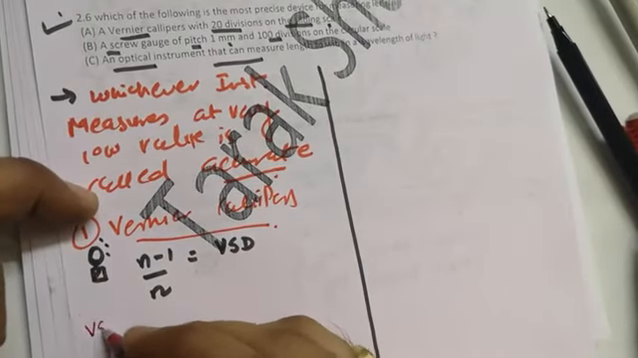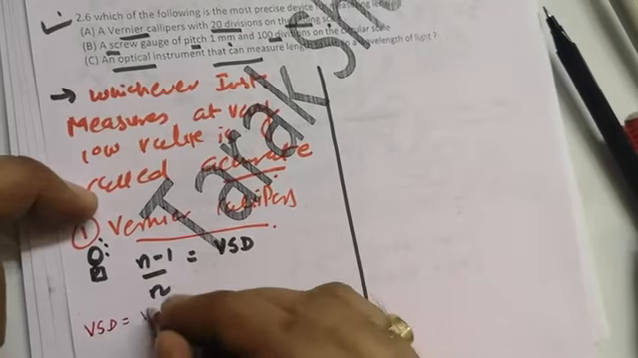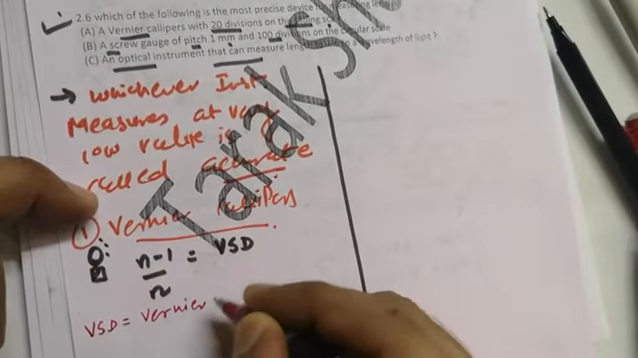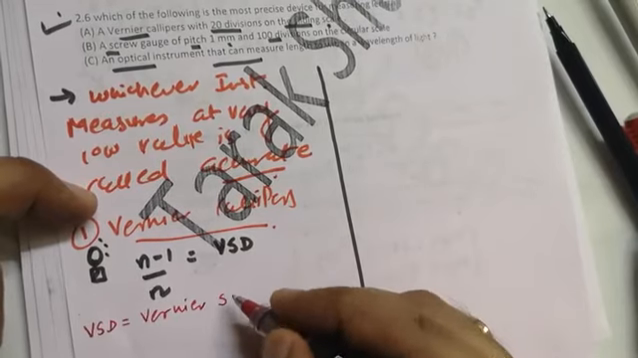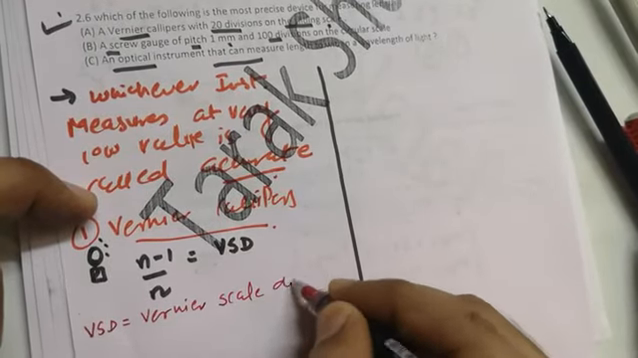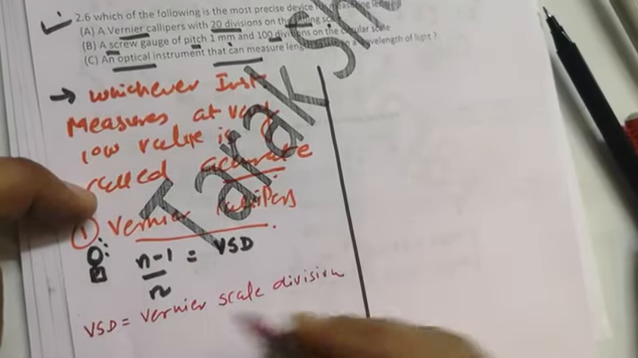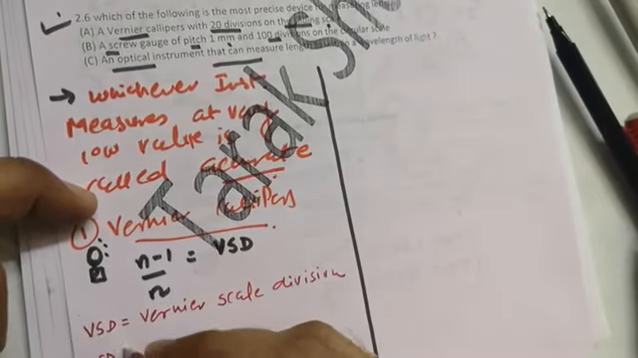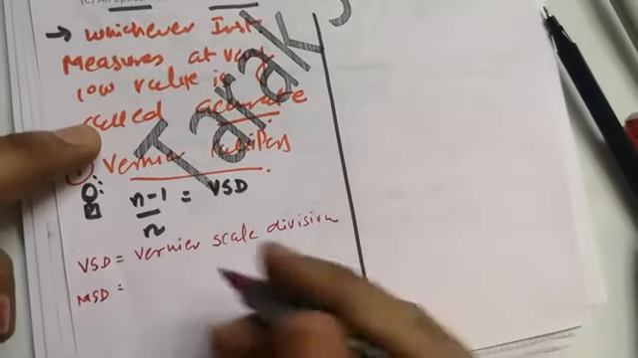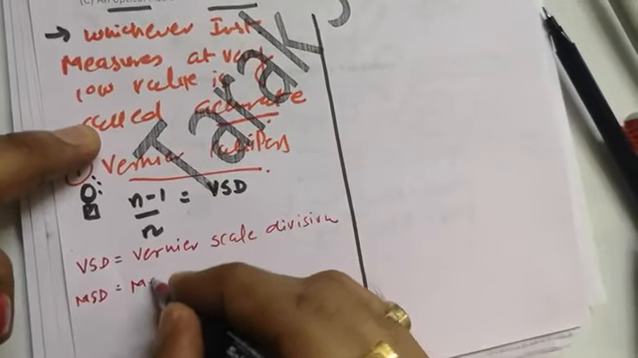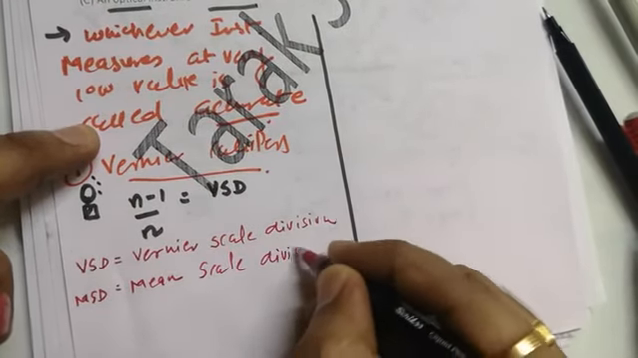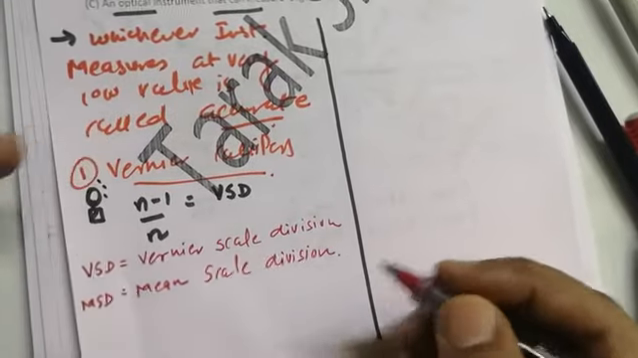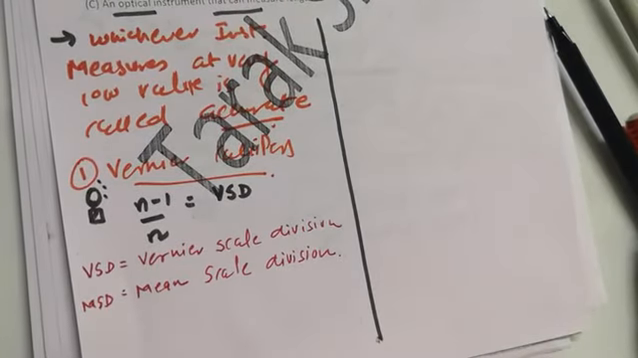It is called a VSD, a vernier screw or scale division. And another is called an MSD. It is not Mahendra Singh Dhoni. It is called a main scale division. In practicals, you will learn such types of words.